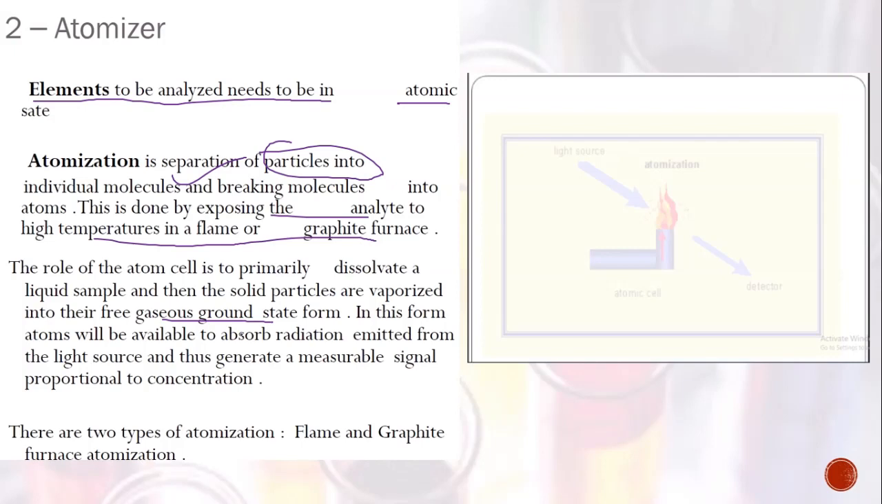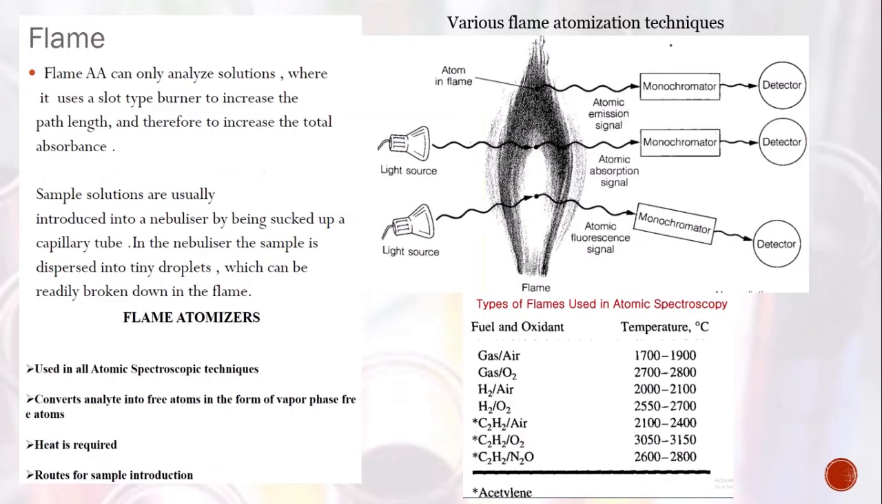Once they become gaseous, the atoms will now be available to absorb any radiation that is being emitted from the light source. After that, they can give us a measurable signal of the concentration. So sometimes you can use a flame. The flame atomizers, you can use them.